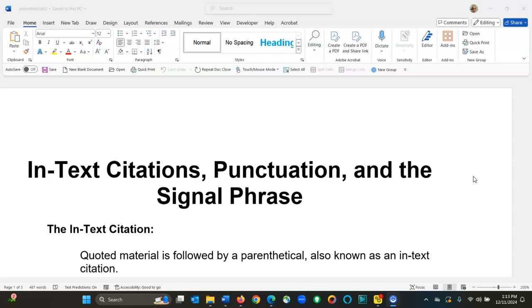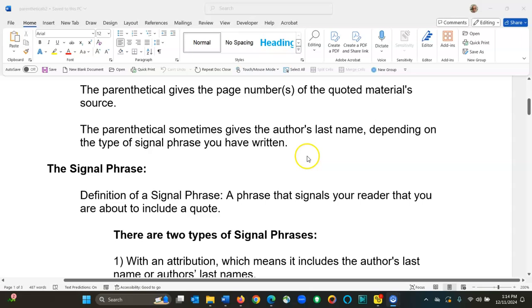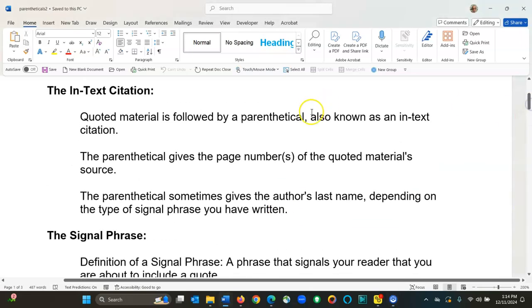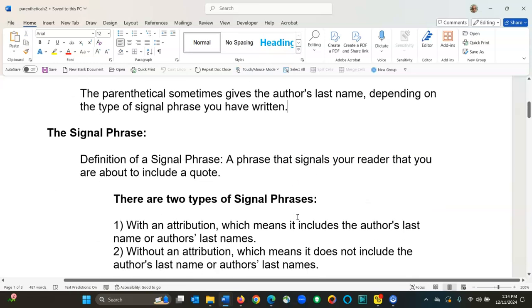This is part of what you're trying to demonstrate in all your work, especially the research paper, that you get correct. When you do a quote, quoted material is followed by a parenthetical, also known as an in-text citation. The parenthetical gives the page numbers of that quotation's source. Sometimes that parenthetical citation gives the author's last name, depending on the type of signal phrase you've written. So we have to understand what we mean by the signal phrase.